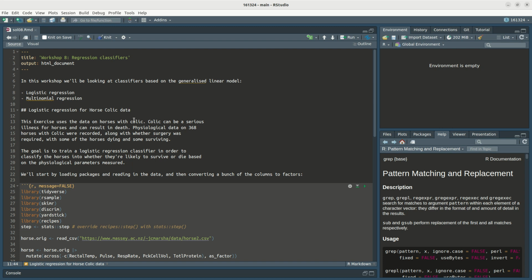So this week we're looking at regression classifiers. We're looking at logistic regression for the case where we have a binomial response, so a two-class outcome variable, and multinomial regression when we've got more than two classes.